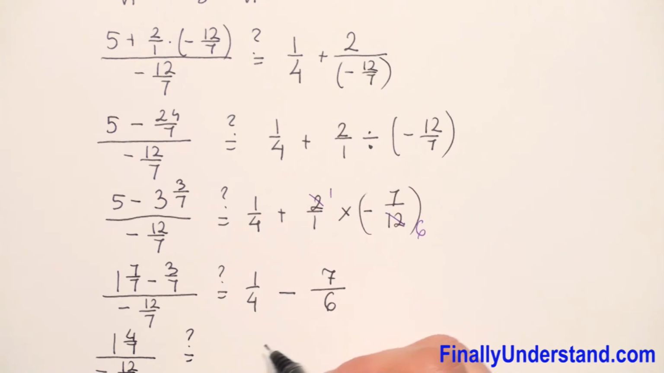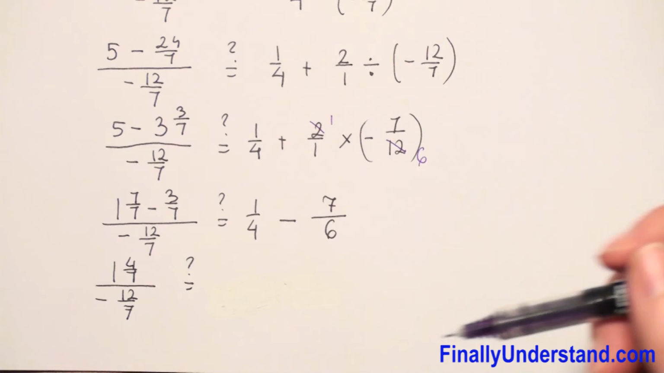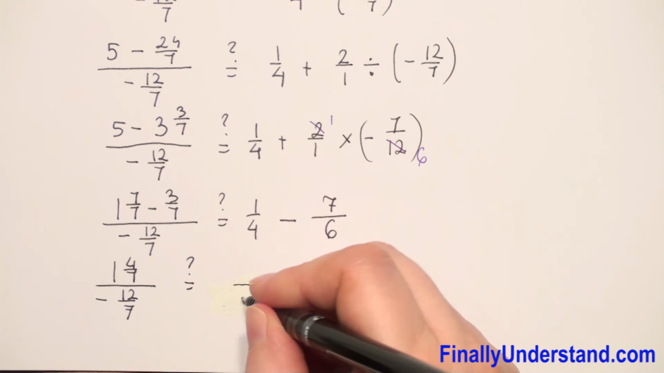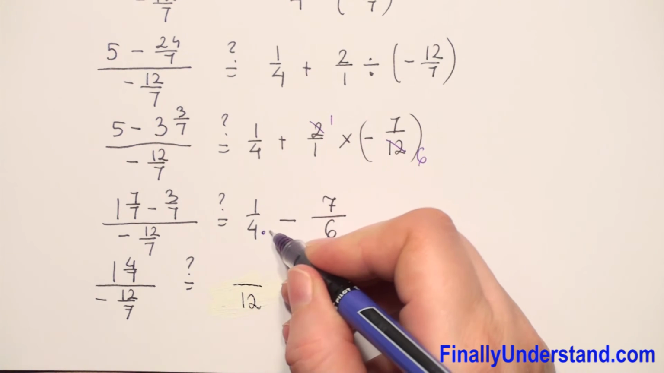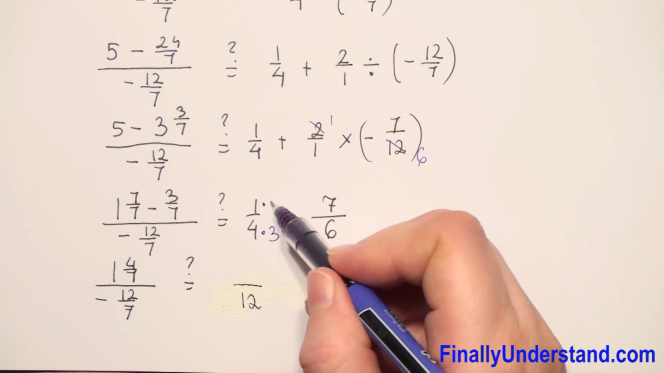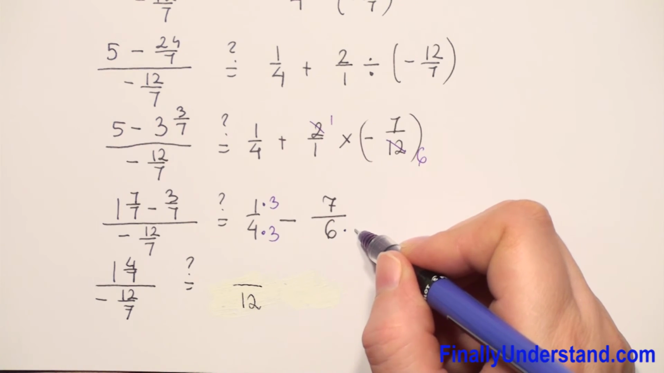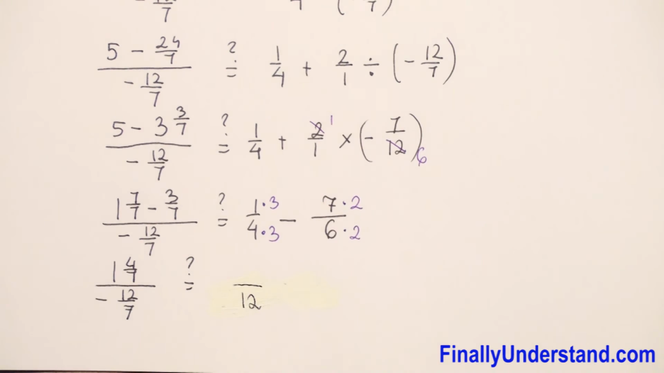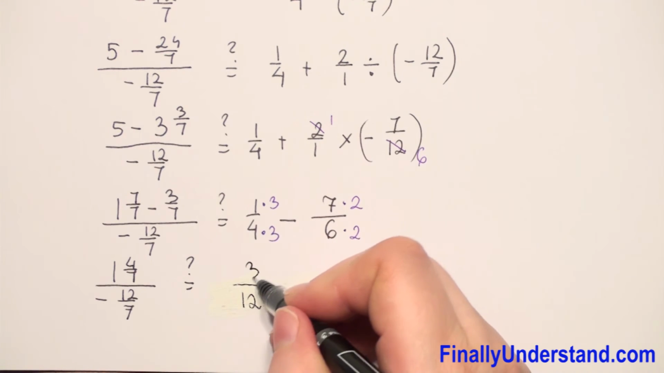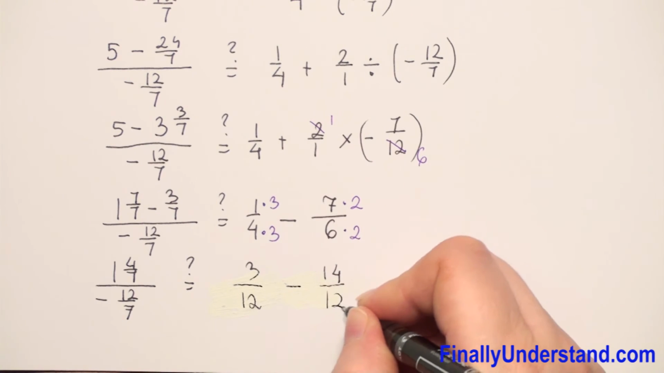To do subtraction we need to have the same denominator. So the common denominator for 4 and 6 will be 12. So we have 12 in the denominator. In the first denominator we have 4, so we need to multiply 4 times 3 to get 12. The same I have to do with the numerator, and 6 I have to multiply times 2 to get 12. Whatever I did with the denominator I have to do the same with the numerator. So we have 1 times 3 is 3 over 12 minus 7 times 2 is 14 over 12.